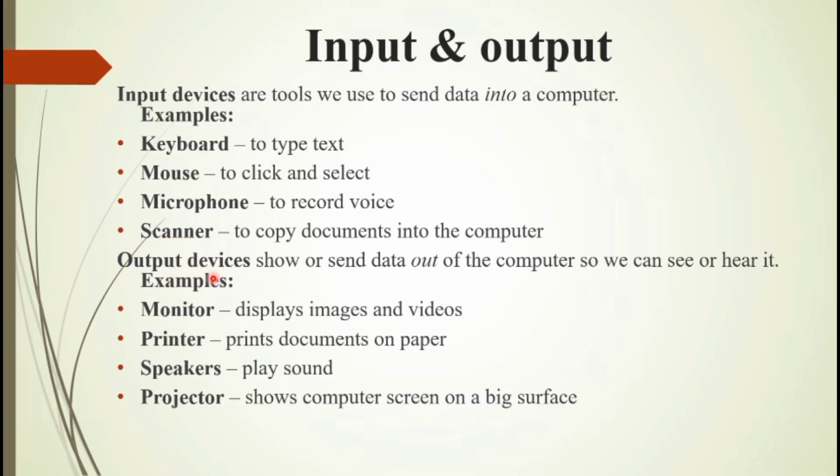And output devices help the computer give results back to us. Examples are monitor, printer, speakers, and projector. The monitor shows us pictures, videos, text, whatever we type on the keyboard, and the printer gives us a paper copy of a file or a picture. Speakers play the sound and the projector displays the computer screen on a big wall or a board. I'm giving the information on the slide so you can easily take a screenshot and store it on your mobile and see it whenever you want.